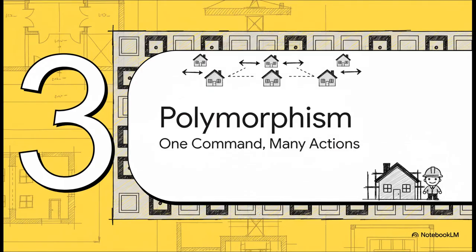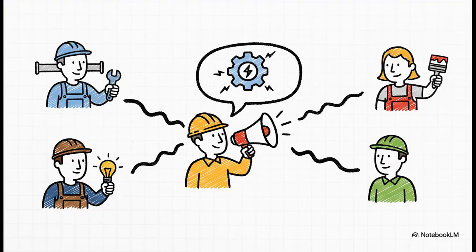Okay, time for our third core concept, and this one is a lot of fun. It's called polymorphism. I know the name sounds super complex, but the idea itself is actually simple and incredibly powerful. It's all about making flexible, interchangeable parts. Let's stick with our construction analogy. Imagine you've got your team on site, a plumber, an electrician, and a painter. You can walk onto that site and give every single one of them the exact same command. All right, team, get to work.